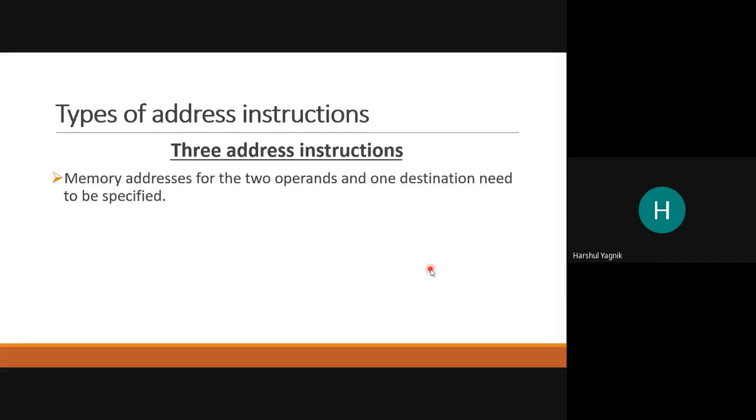Now, the types of address instruction. 3 address instructions are there. Memory addresses for the 2 operands and 1 destination need to be specified, like this one instruction. So here, the last 2 are the operands on which operation has to be performed, and the first one is the destination register. So these are what we can say 3 address instructions.